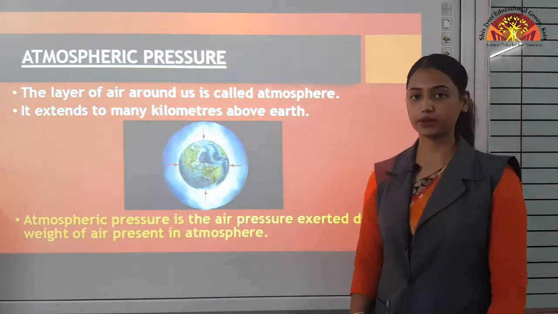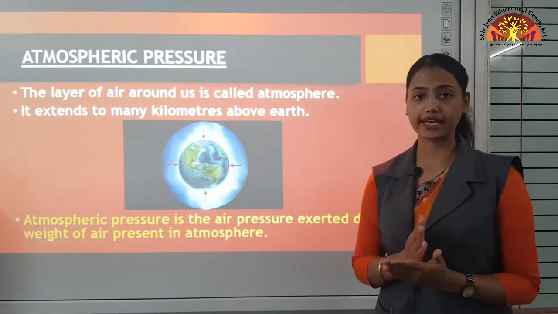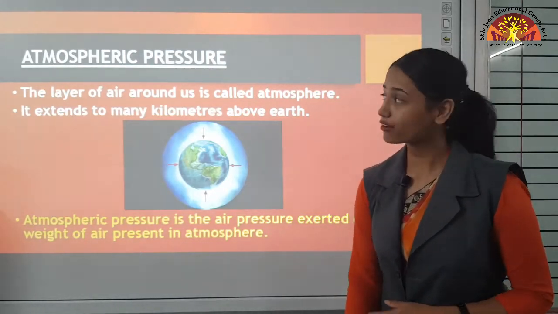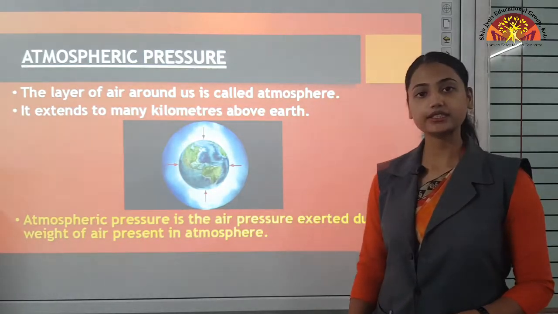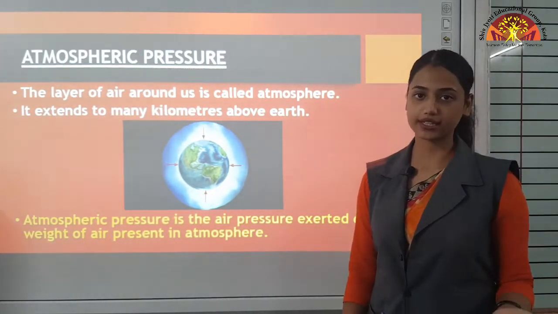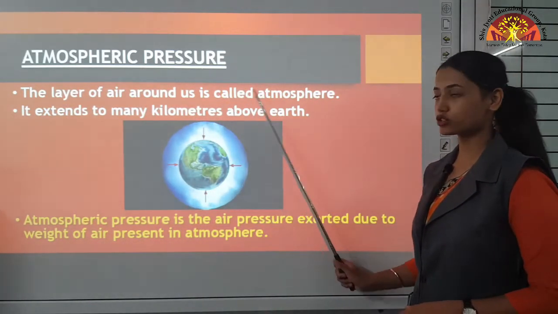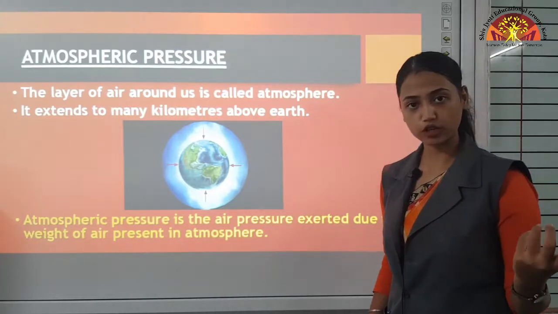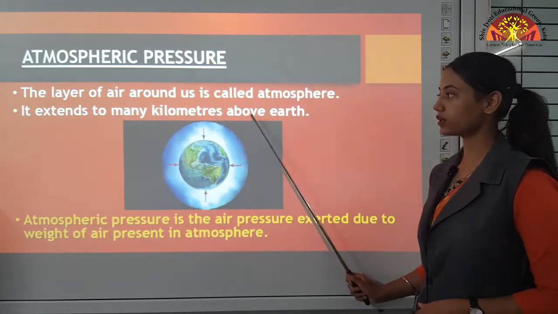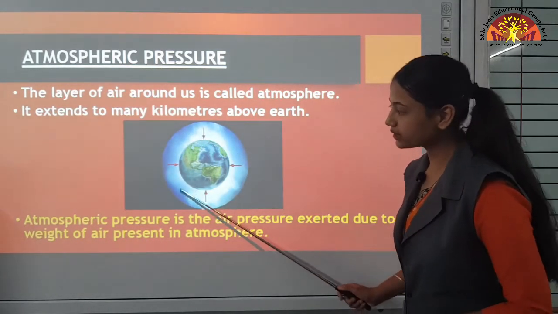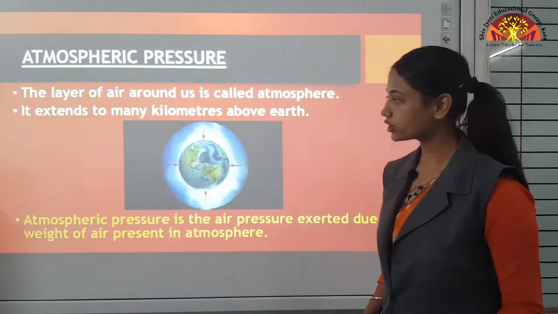Okay, now atmospheric pressure. Now somehow you know the meaning of pressure. What is pressure? The force acting per unit area. Now we have used the term atmospheric pressure before, meaning the pressure exerted by our atmosphere is known as atmospheric pressure. We know that the layer of air around us is called atmosphere. We are surrounded with the layer of air which is known as atmosphere, and it extends to many kilometers above Earth. This blue layer represents what? The layer of air, our atmosphere of Earth.